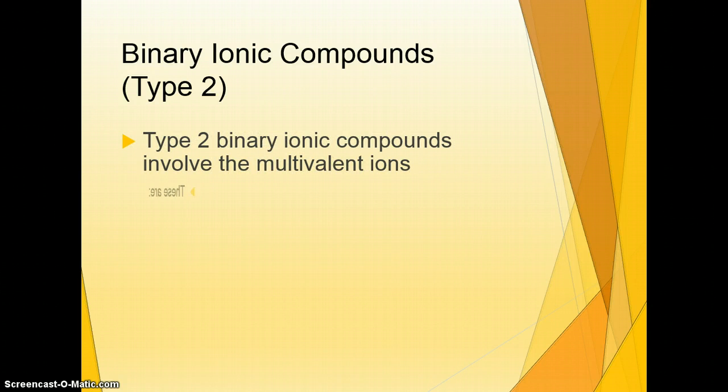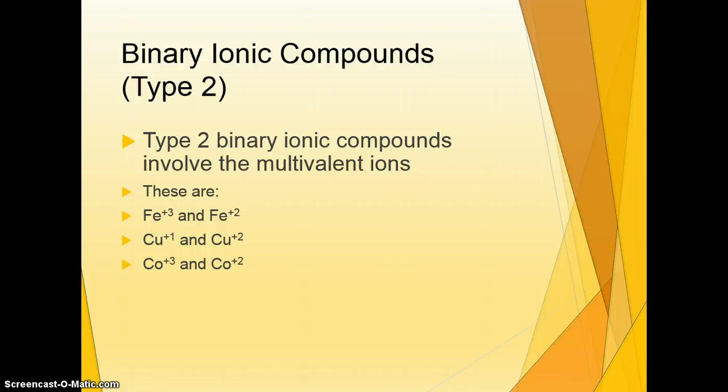Type 2 involves those multivalent ions. So here are the examples of these ones that we've learned, and this chart is also in your textbook. So we have the 2 iron compounds, Fe+3 and Fe+2. We have copper, which is +1 and +2. We have cobalt, which is +3 and +2. We have tin, which is +4 and +2. We have lead, which is +4 and +2.